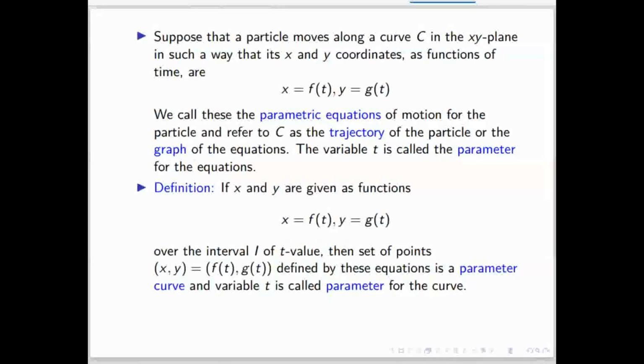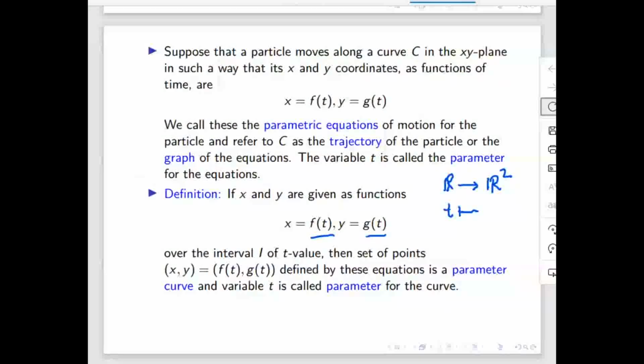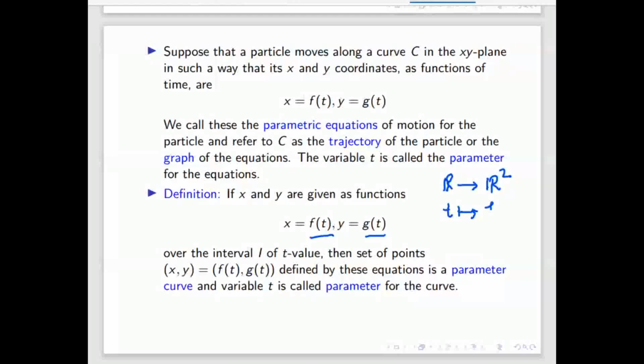So this is nothing but a vector valued function. Suppose this is a function from R to R2, so time t maps to x comma y, that means f(t) comma g(t). This is the function definition. One component is f(t), another component is g(t). So this is nothing but a vector valued function from R to R2. And here t is called a parameter.